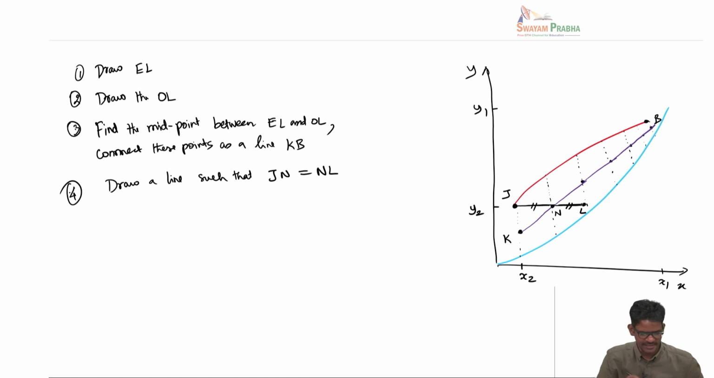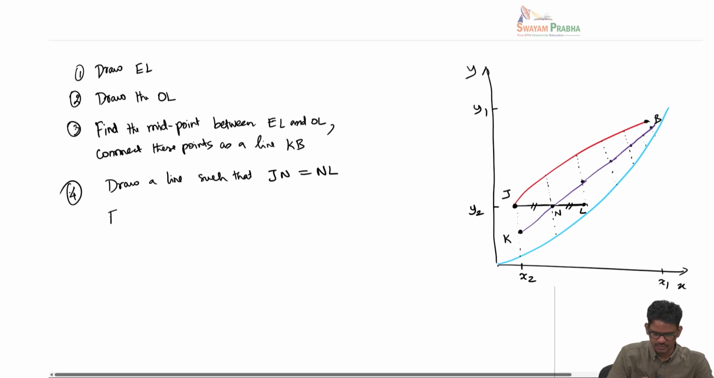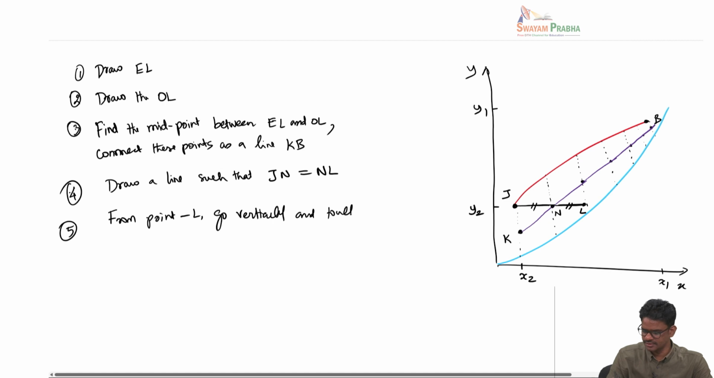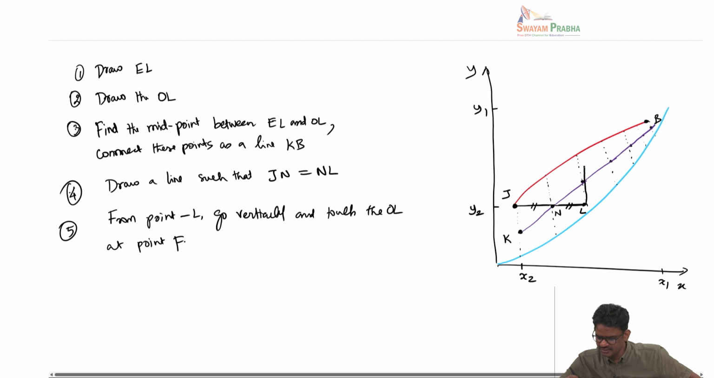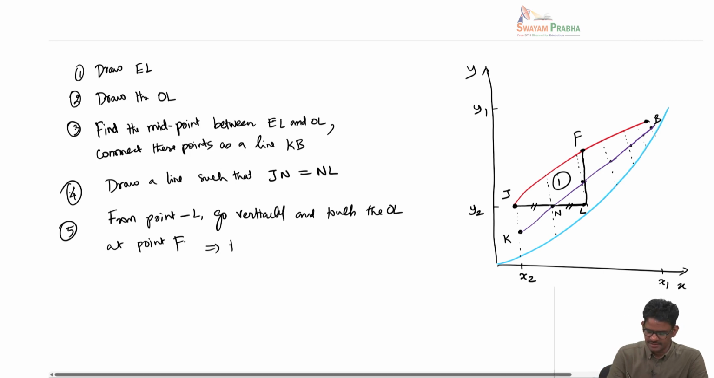Okay, from point L, go vertically and touch the operating line at point F. So I go vertically here and reach point F. This is one step, and this is called the first transfer unit. Here the step JLF is one transfer unit.